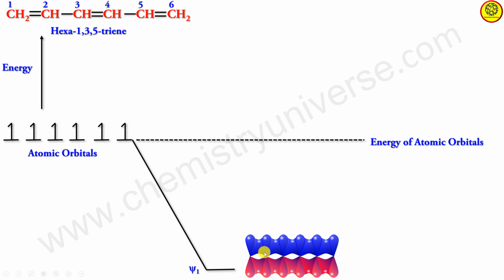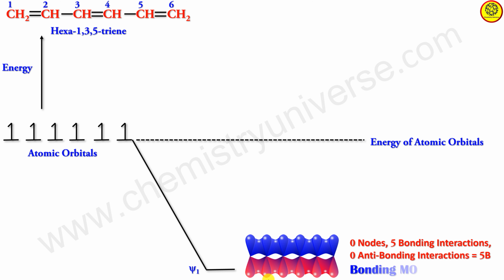Now if you notice here, there's a bonding interaction, blue-blue, second bonding interaction, another blue-blue, third bonding interaction, fourth bonding interaction and fifth bonding interaction. So there are 5 bonding interactions and as you can see, the blue and the red never meet. So there are 0 nodes. Nodes are the places where the probability of finding the electron is virtually 0. And there are no anti-bonding interactions. As you can see, blue and red don't meet. So this is 0 nodes, 5 bonding interactions, 0 anti-bonding interactions. That effectively makes it 5 bonding, which is why we call it a bonding MO.